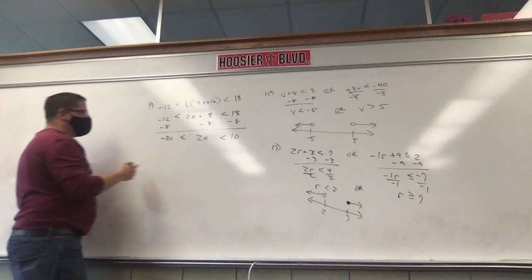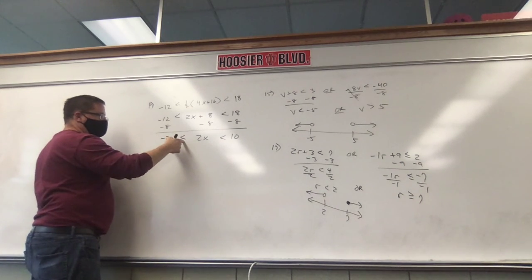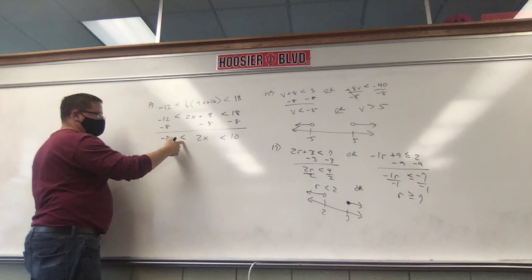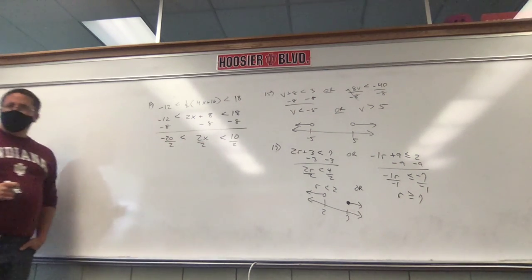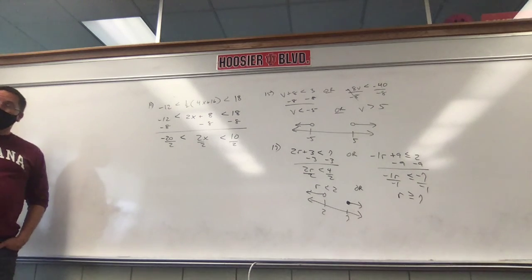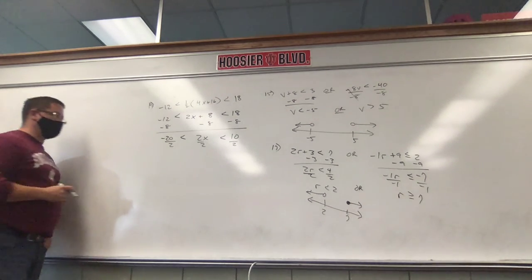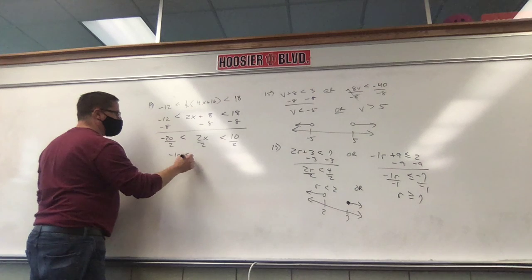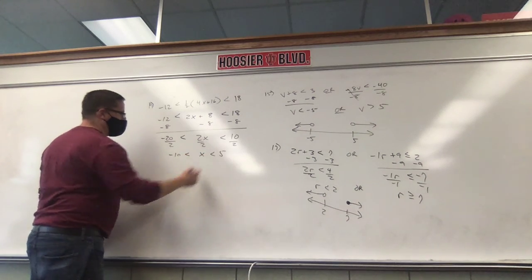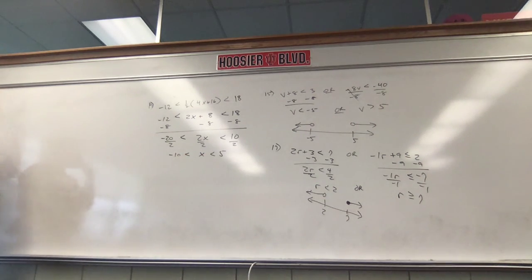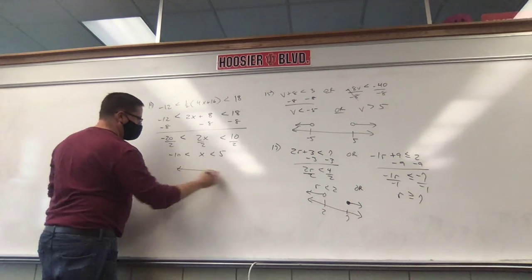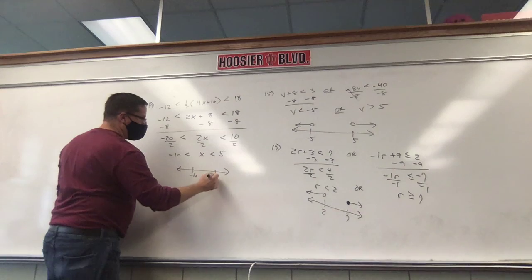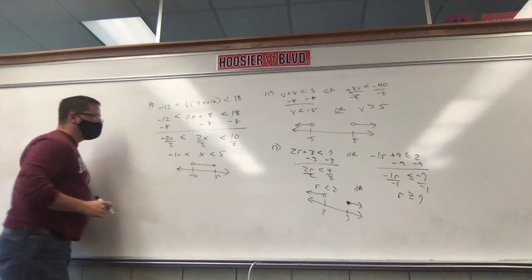Divide everywhere by 2. Now, I have a negative right here. Am I going to flip this around or not? Well, what are we dividing by? We do have a negative, but we're dividing by a positive 2, so leave them alone. So negative 10 is less than x is less than 5. So x is in between negative 10 and 5. We put negative 10 and 5, open at both, shade in between.